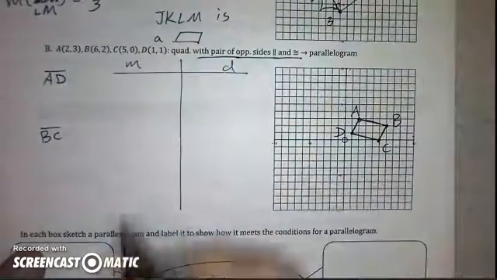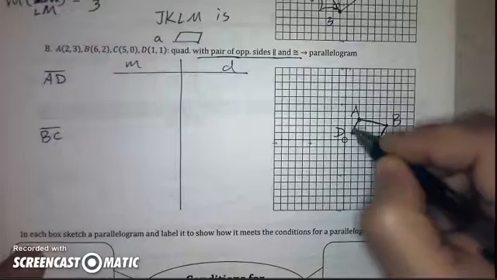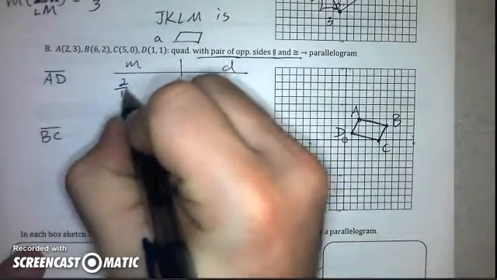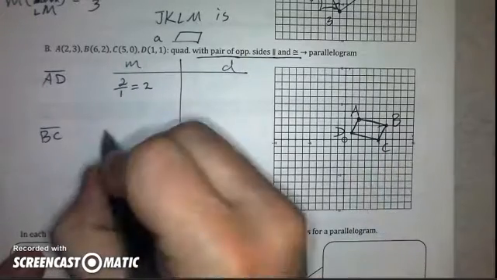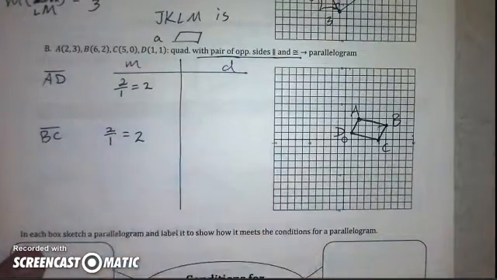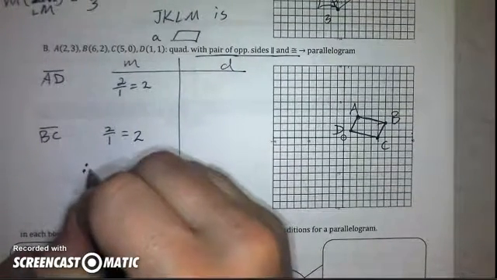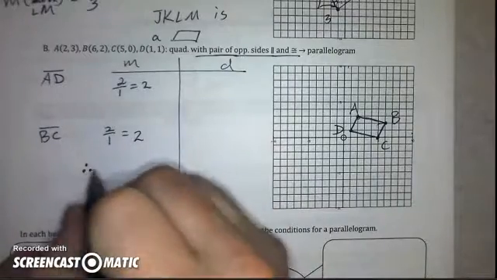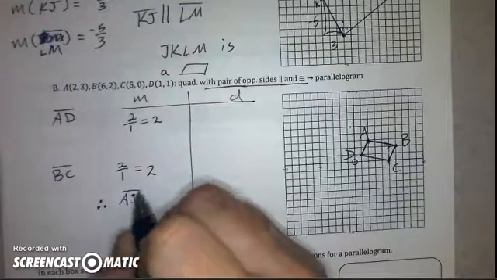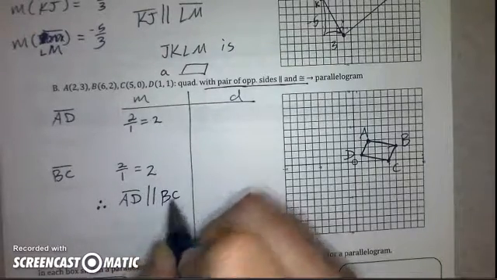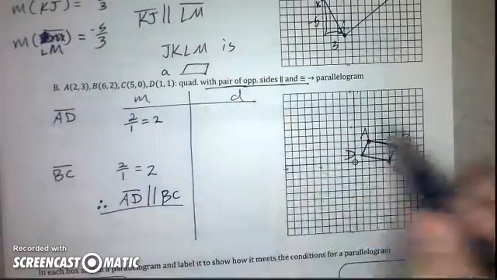Okay, I'll make you a little table here. The slope of AD is rise over run. We can look at it really easily. We go up 2 over 1. The slope of BC, again, is up 2 over 1. Okay, so they have the same slope. Therefore, remember this little symbol of 3 dots in a triangle means the word therefore. AD is parallel to BC. Okay, so we have a pair of opposite sides that are parallel. Now we're going to use our distance formula.